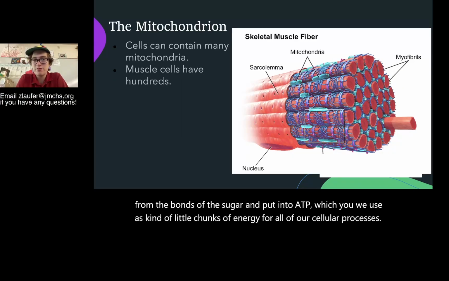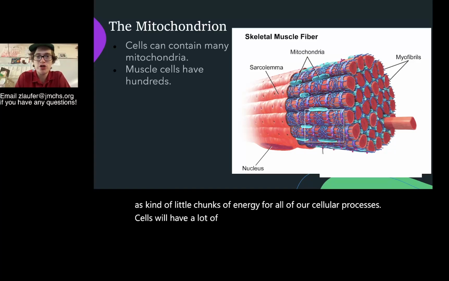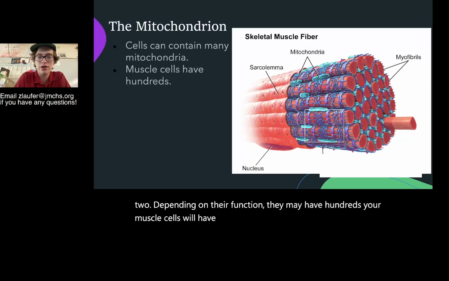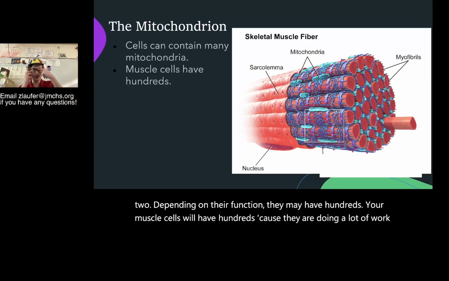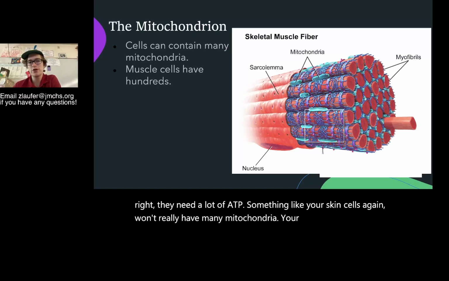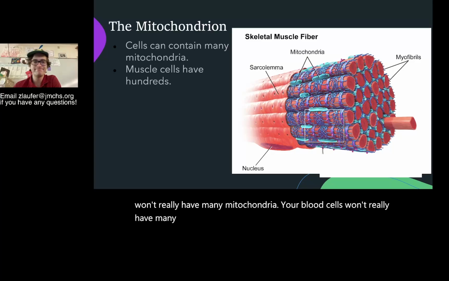Cells will have a lot of mitochondria. They don't just have one or two. Depending on their function, they may have hundreds. Your muscle cells will have hundreds because they are doing a lot of work, right? They need a lot of ATP. Something like your skin cells, again, won't really have many mitochondria. Your blood cells won't really have many mitochondria, if any.